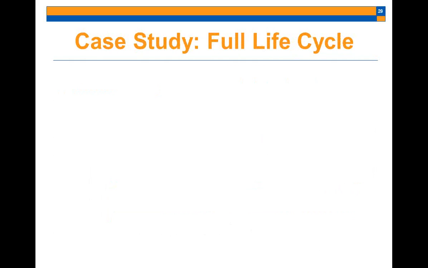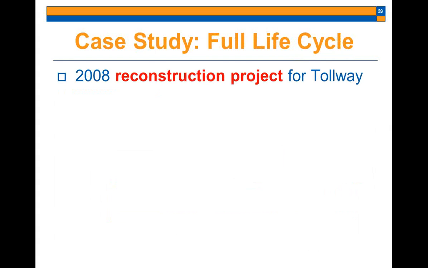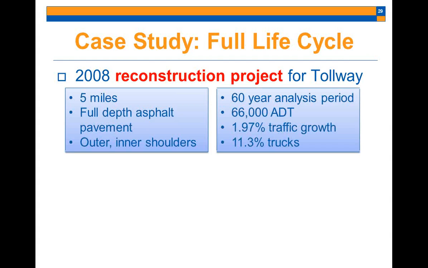Okay, so now moving on to the case study. We're looking at now the full pavement life cycle, so this includes all 5 stages. The case study is based on a reconstruction project done in 2008 by the Tollway. It's 5 miles. It's a full depth asphalt pavement, includes all the layers above the subgrade, and has outer and inner shoulders. We're looking at a 60-year analysis period. The traffic is about 66,080, the growth is almost 2%, and it's about 11% trucks.